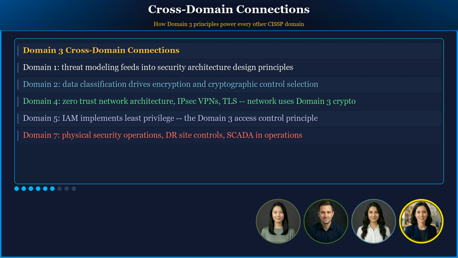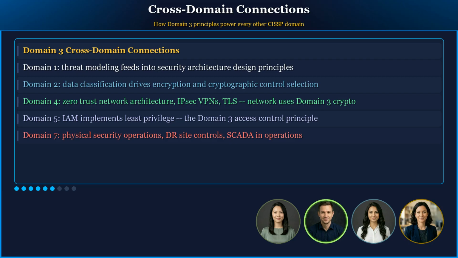Domain 7 security operations connects to Domain 3 physical security through facility monitoring, environmental controls, and disaster recovery site physical requirements. Hot, warm, and cold site physical configurations are Domain 7 disaster recovery planning. But the physical security controls at those sites are Domain 3.